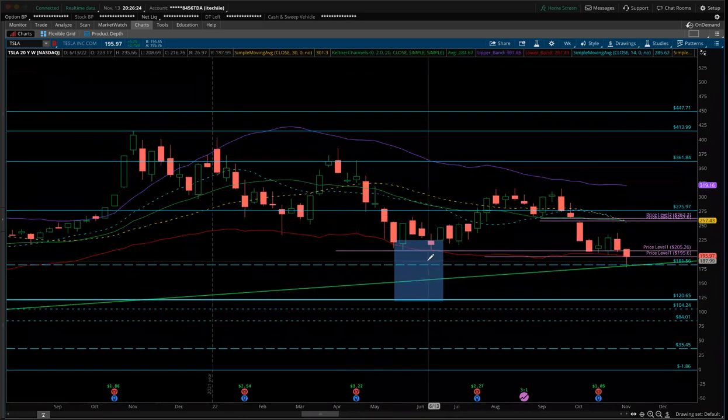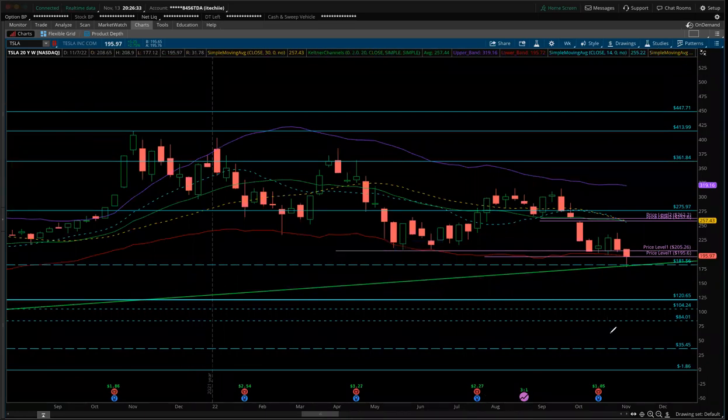But it's all about how this holds. And if you look closely, you can also see that we are in a flag as well with Tesla, and that flag is trending down.